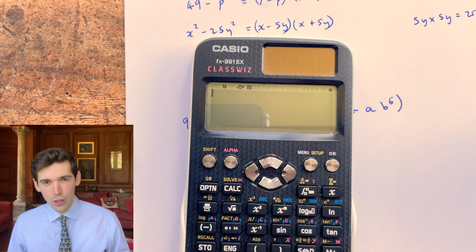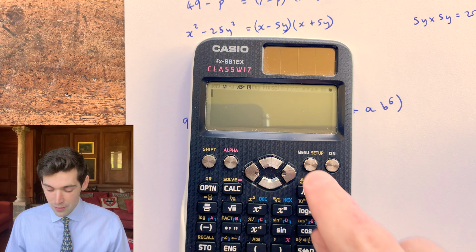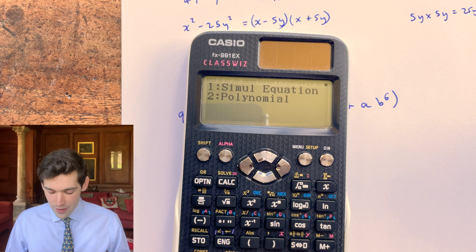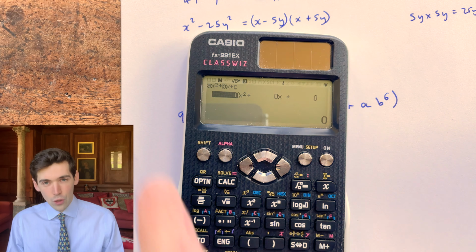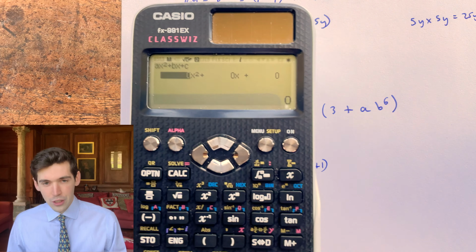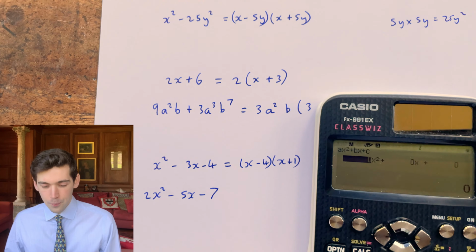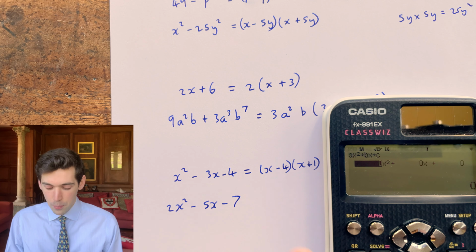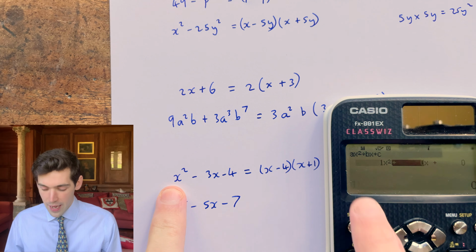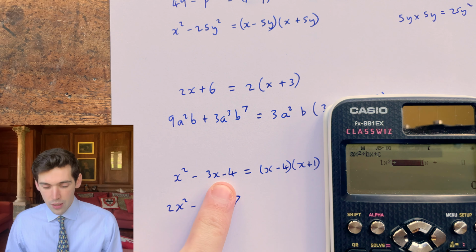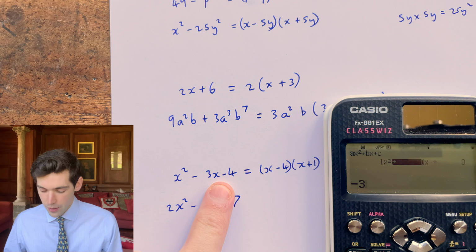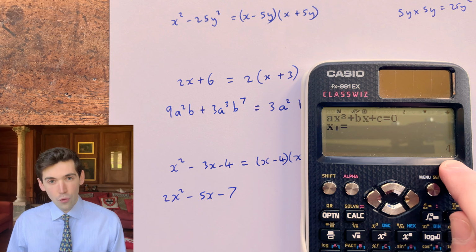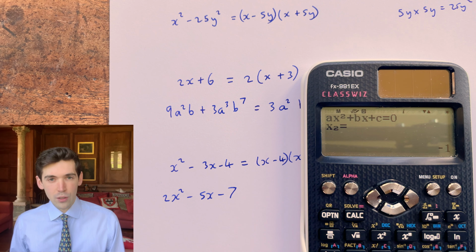However, if you just want to sort out your GCSE for now, what you can do is press menu, down, down, right, equals, and then press 2, 2, and you've got your equation solving mode. I'll just show you briefly how we could do this. So this previous example, x squared is just 1x squared. So you just type in 1 and equals, and then minus 3, you type in minus 3, and then you type in minus 4. And when you press equals, it tells you 4 is an answer and minus 1.